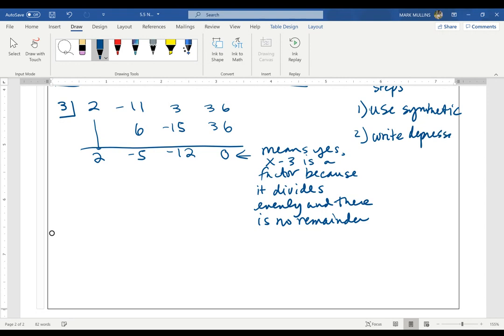And we're going to call it a depressed equation because instead of being third power, since I divided by x minus 3 by putting a 3 up here, now this one that I have left, remember if we start with cubed, this starts with squared now. So my coefficients, my 2, my negative 5, and my negative 12 are going to be a 2x squared and a minus 5x and a minus 12. So this is my depressed equation.